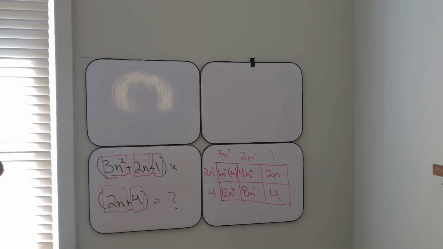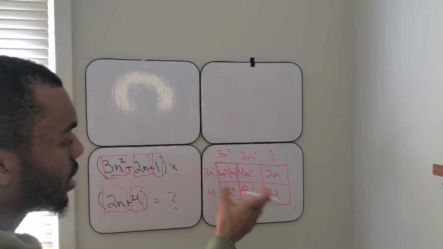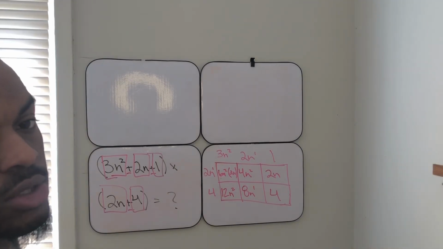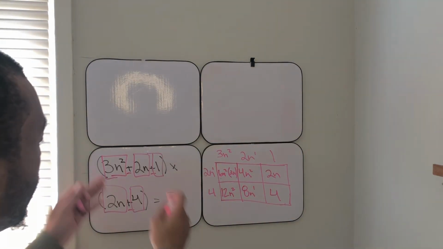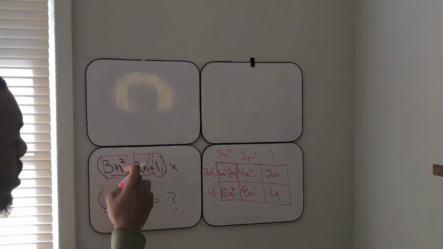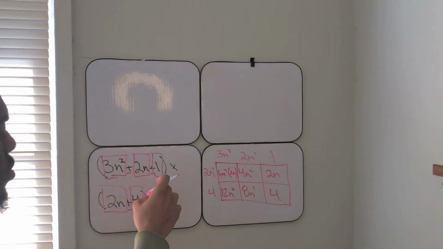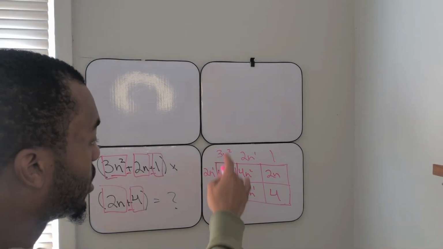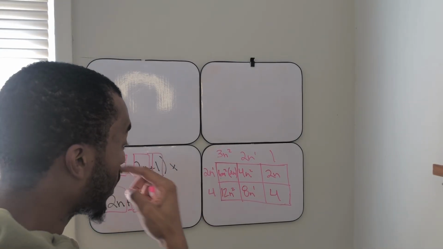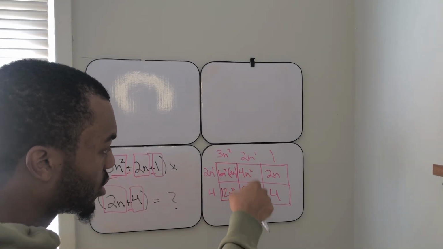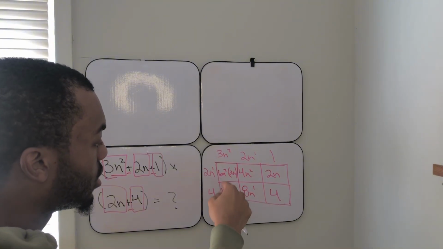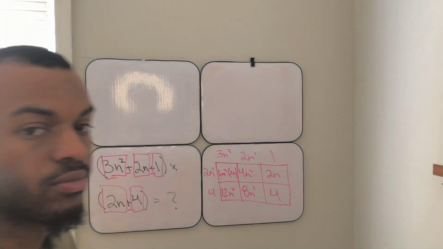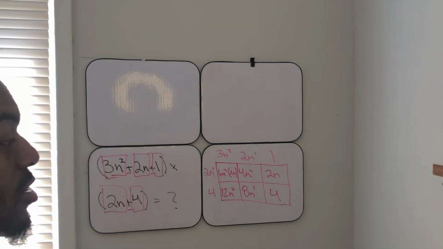Cool. So now we got everything multiplied, which is, we could stop right here, to be honest with you. This is the answer. What's in this, 3n squared plus 2n plus 1 times 2n plus 4 equals 6n cubed plus 4n squared plus 2n plus 12n squared plus 8n plus 4. We could stop. And to be honest, I think I might.